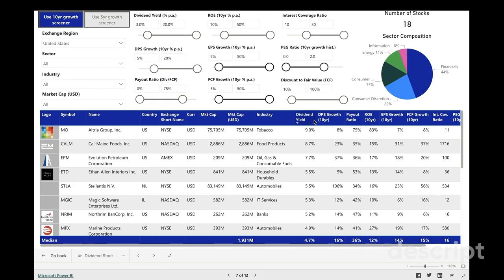So there you have it. The Dividend Stock Screener is a powerful tool for uncovering stocks that can provide you with a steady stream of passive income. As with any investment, it's crucial to conduct your own research before making any decisions.